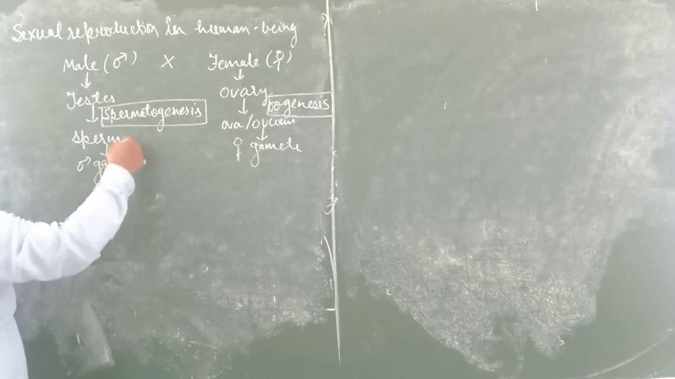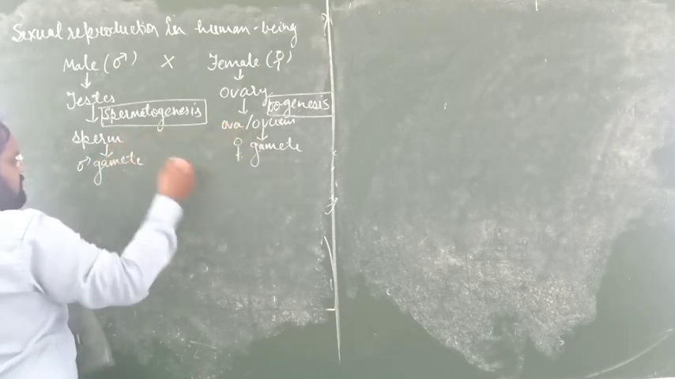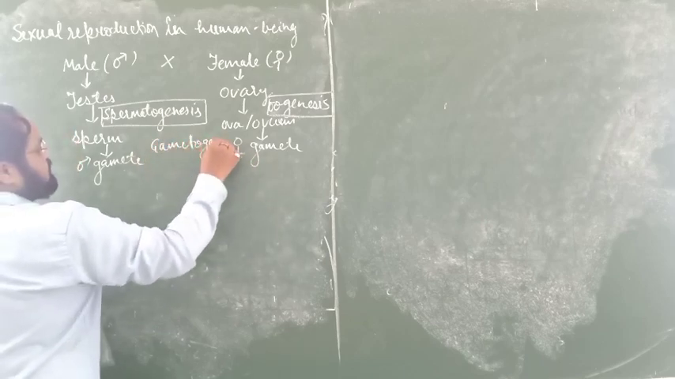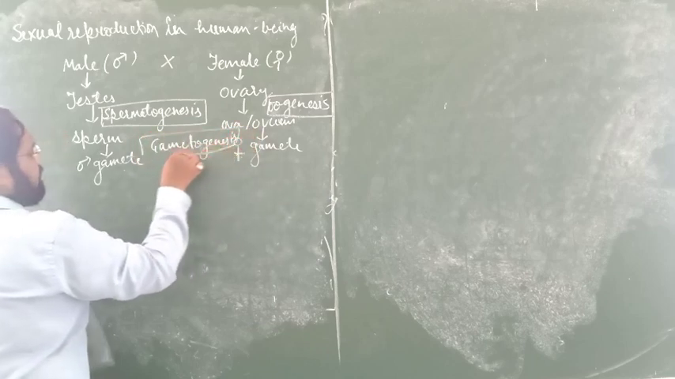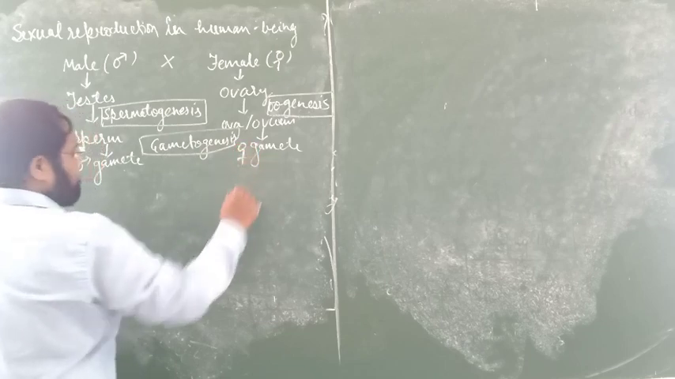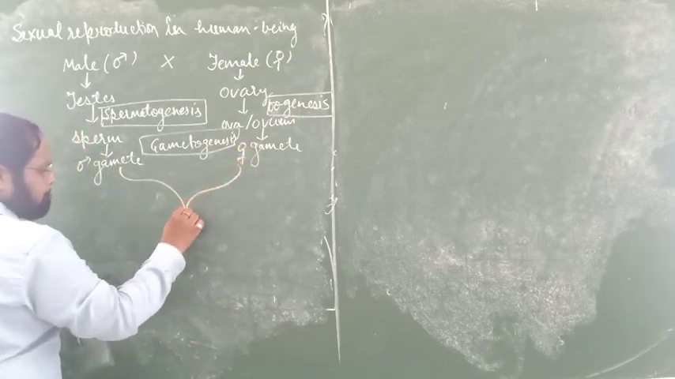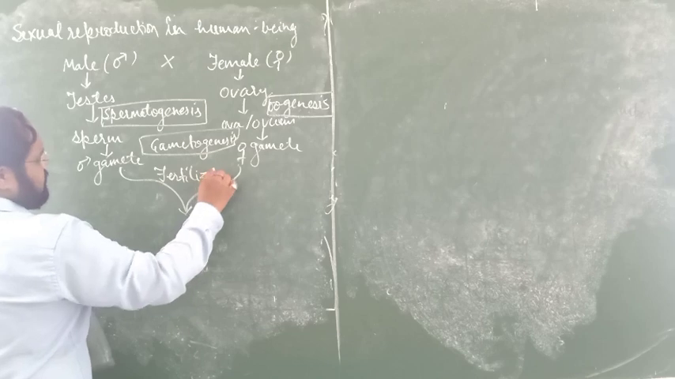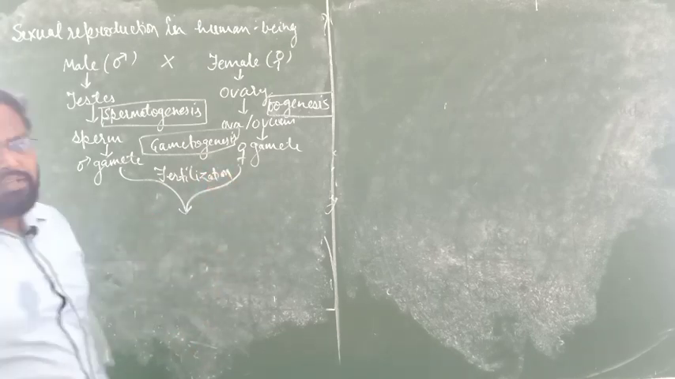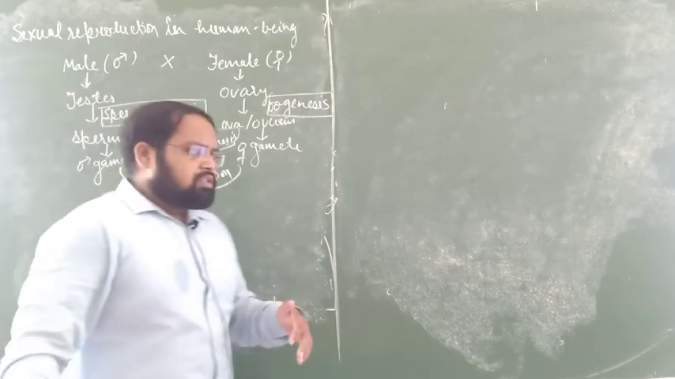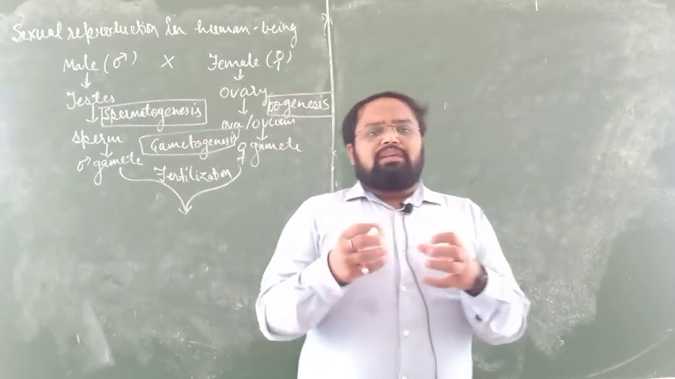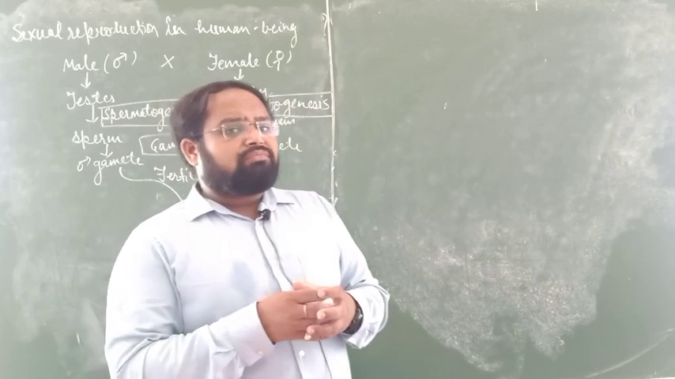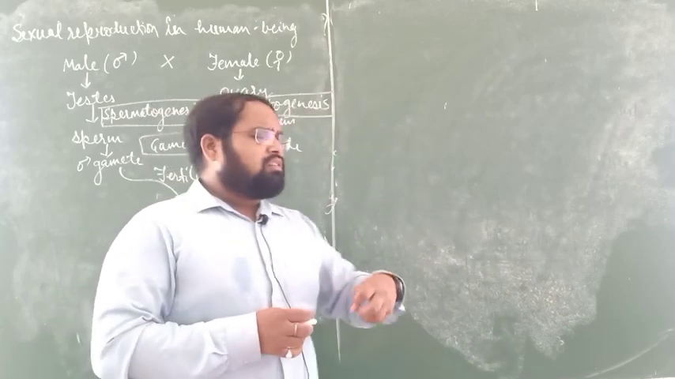Okay, formation of gametes, that is male gamete or female gamete, is called gametogenesis. Okay, after the fusion there will be fertilization. Later we will discuss fertilization. Fertilization is of two types, that is external or internal. External means if the fusion of male and female gamete occurs outside of the body, it is called external fertilization, and if the fusion of male and female gamete takes place inside of the body, that is called internal fertilization.